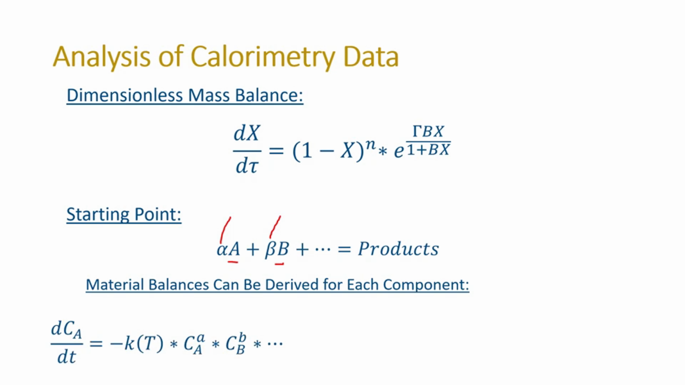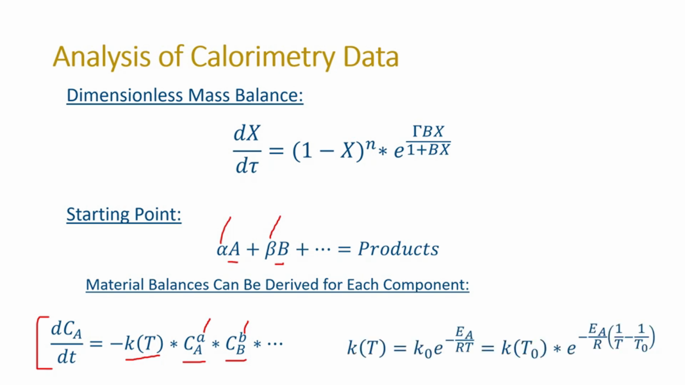For example, for chemical A, we could prescribe a material balance where the rate of change of the concentration of chemical A with respect to time is equal to negative, because it's a reactant, we're consuming it. We have a rate constant K, which is a function of temperature. We have a concentration term for each of our reactants, and this exponent a for the C_A term and b, these would be the order of the reaction with respect to each of these different chemicals.